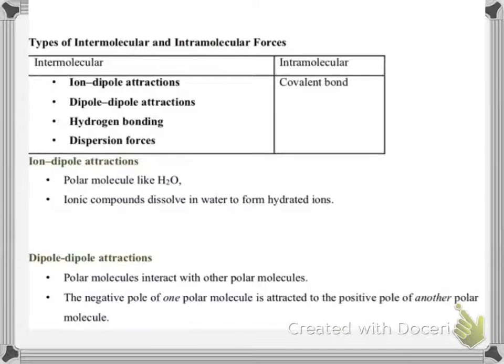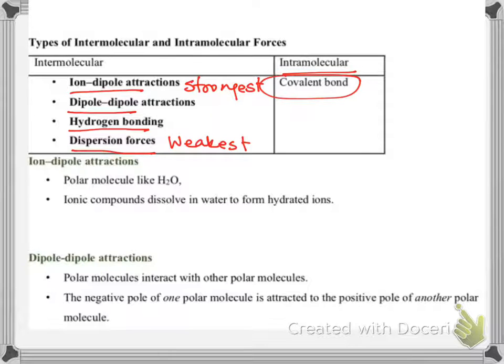There are many types of intermolecular forces: ion dipole, dipole-dipole, hydrogen bonding, and dispersion forces. Ion dipole attractions are the strongest intermolecular forces, and dispersion forces are the weakest. And intramolecular forces cover covalent bonds. So let's look at the first one, ion dipole attraction. As it says, it is the attraction between ions and polar molecules.